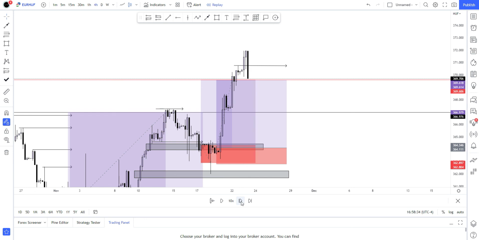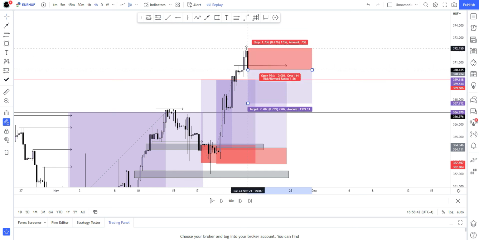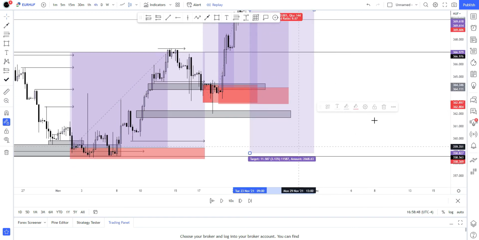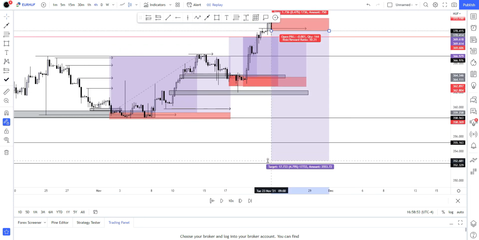All right. If I took the short right now, stop loss goes above here. And I'm looking for the market to crash back down, to be honest with you. I'm looking for it to come all the way down. Where's our next liquidity area? I need it to come all the way back down here.